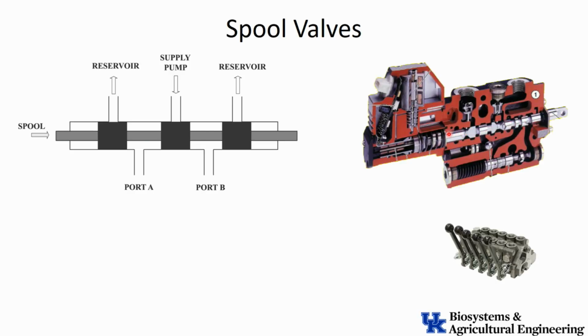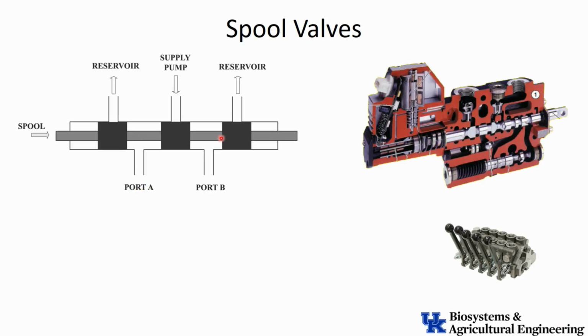Usually we don't use a lot of O-rings or other types of seals on here, so we rely on very tight tolerances to get the seal to keep the fluid from leaking around the lands and so forth in those spools. So they have to be pretty tight. But here's how they work.